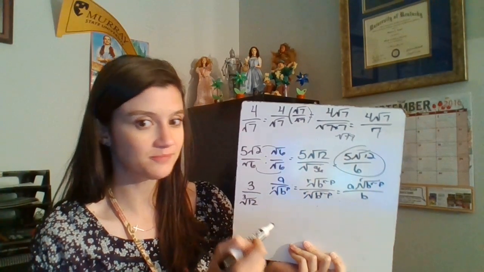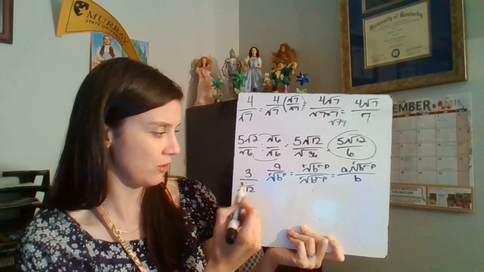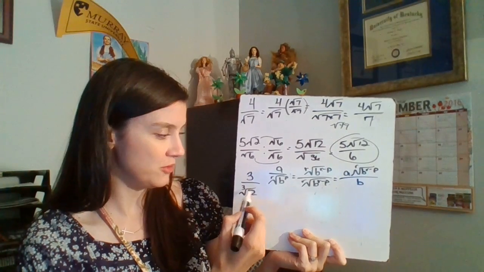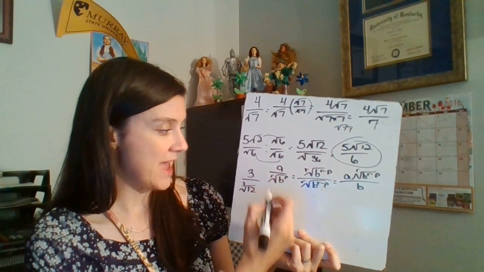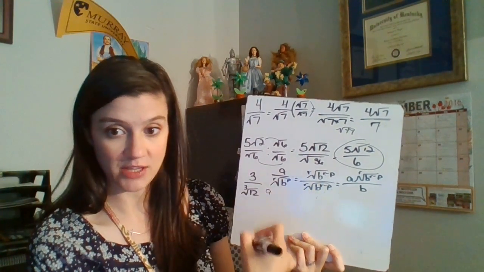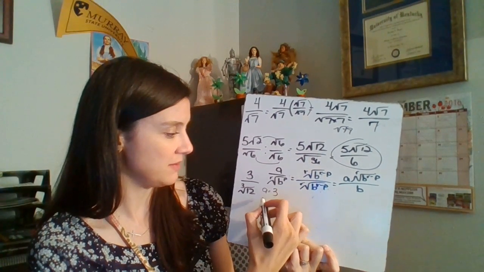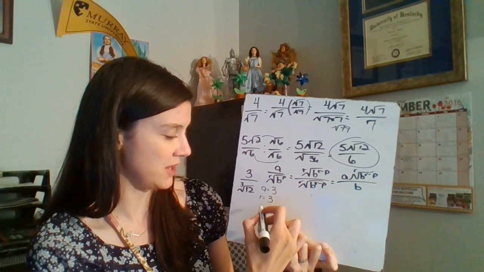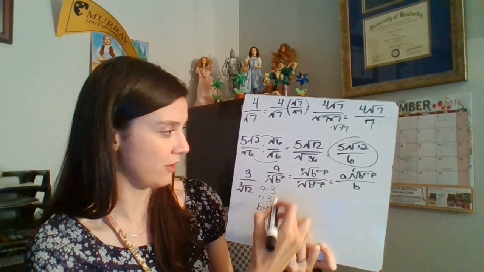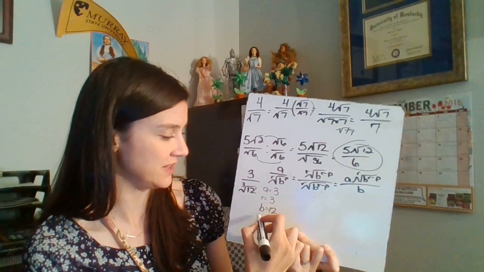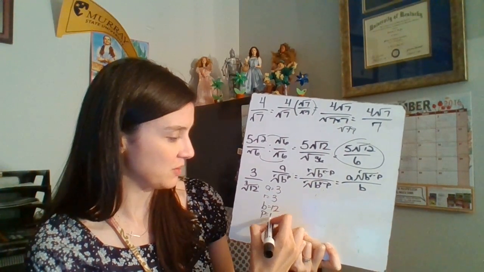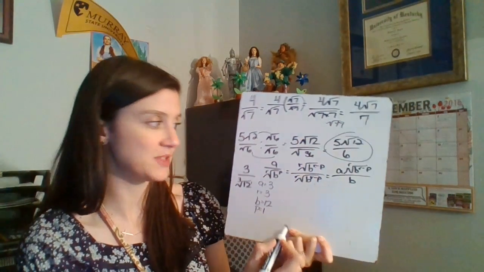Now the tricky one. The problem is 3 over the cube root of 12. My a is 3. I'm going to write down what each number is. A equals 3. The little r is also 3. The b is my 12, and the p is a 1. Again, p is always equal to 1. So now I'm just plugging in the numbers as I go.